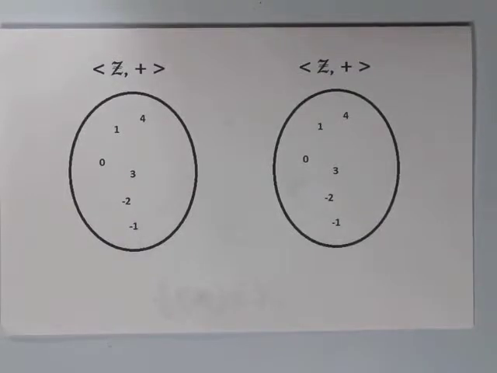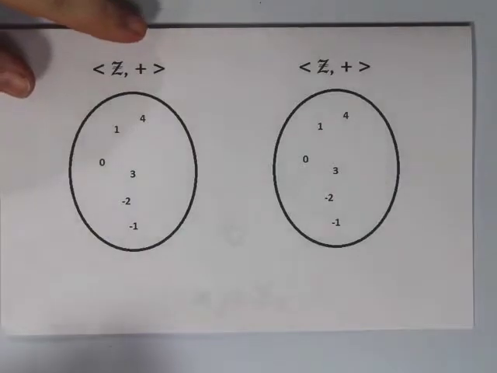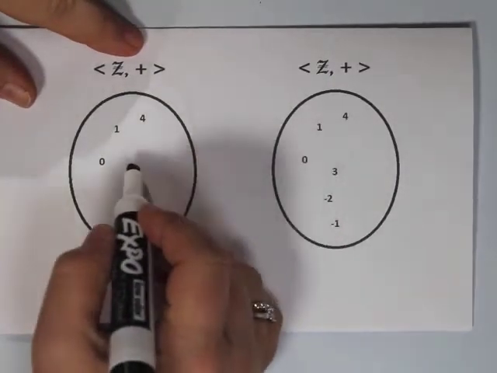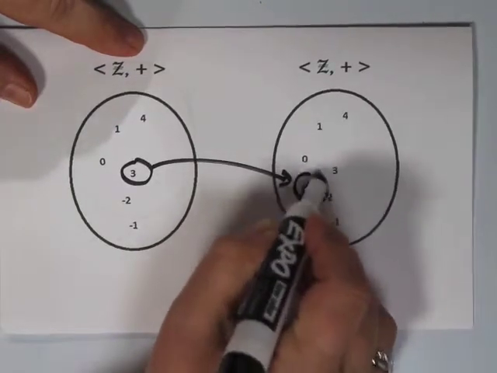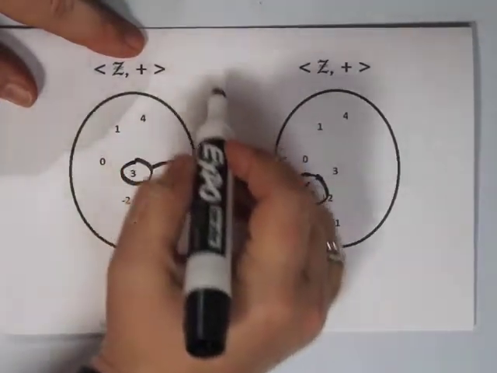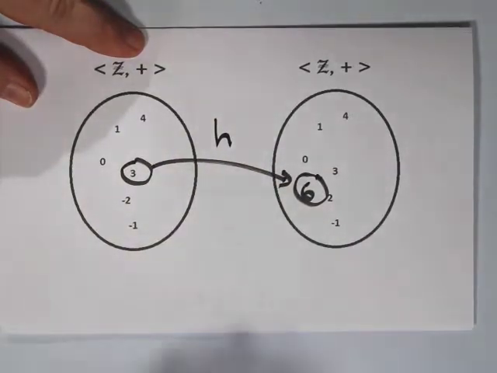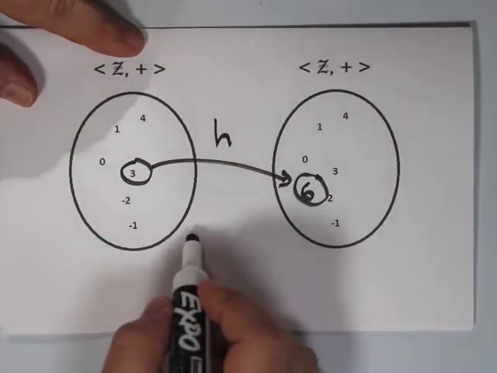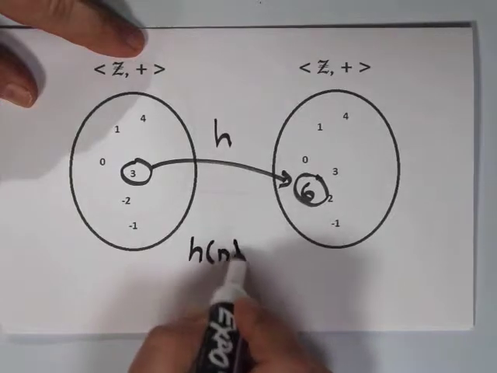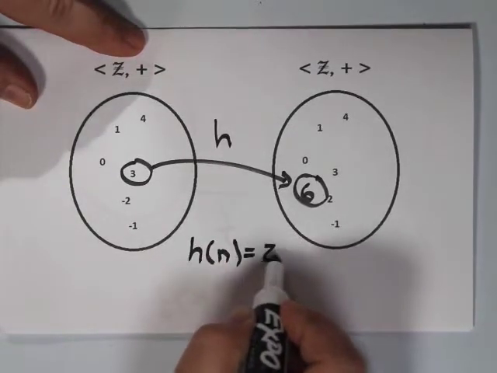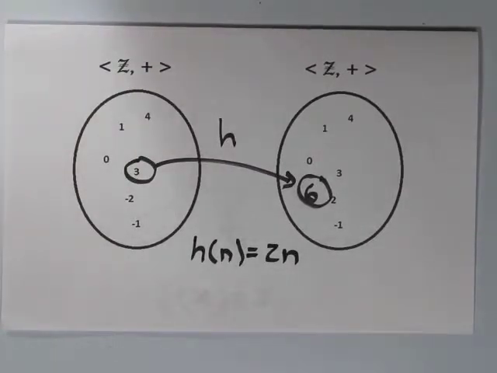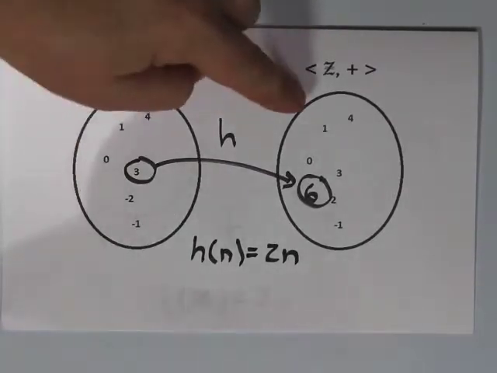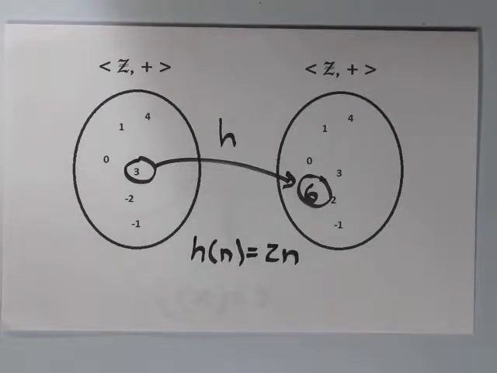Okay, so that didn't work. So let's try another mapping. Let's say I choose to match 3 to some integer over here. Let's match it to 6. In other words, this time I have a mapping, I'll call it H. And this time H takes n to 2n. There's a mapping for you. So every integer over here is mapped to twice that integer over there.